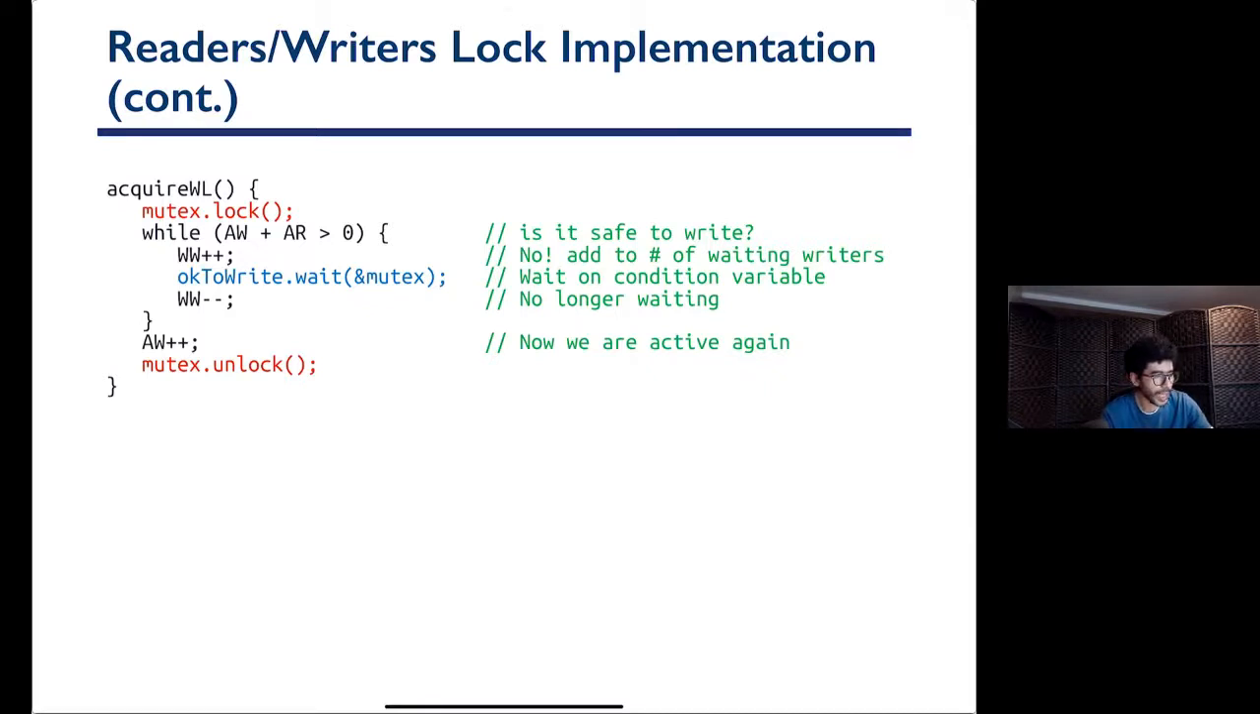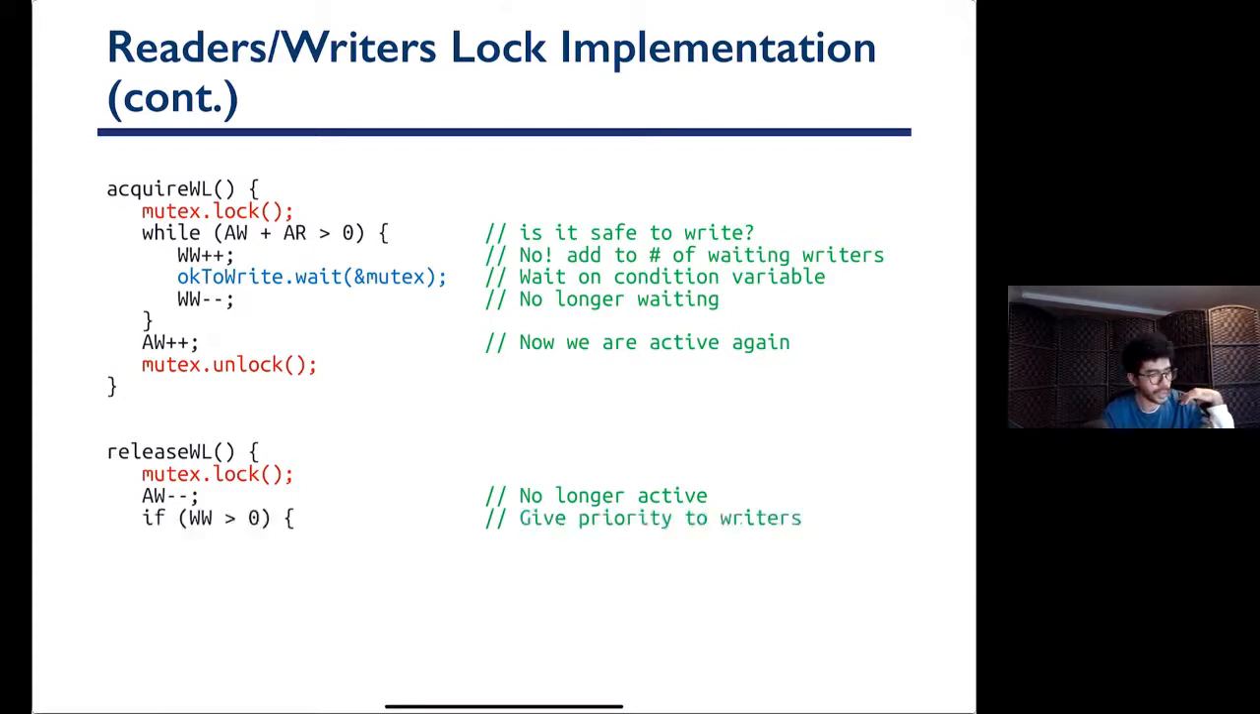Now let's look at releasing the lock as a writer. You lock the mutex. You are no longer an active writer, right? So active writer minus minus. And now you have to check. If you are a writer and you're done, now you want to see if there are other writers waiting or if there are other readers waiting. And if there are, you can signal them. So here, if there are waiting writers, then signal them. So OK to write dot signal.